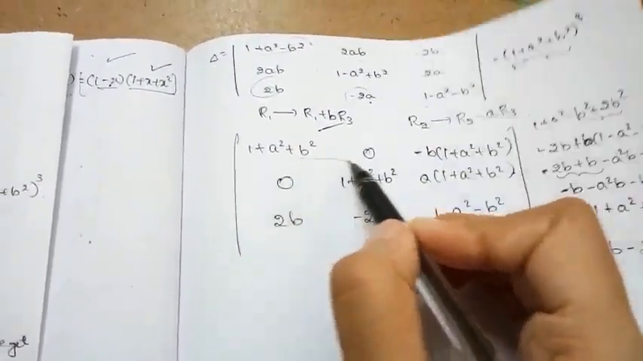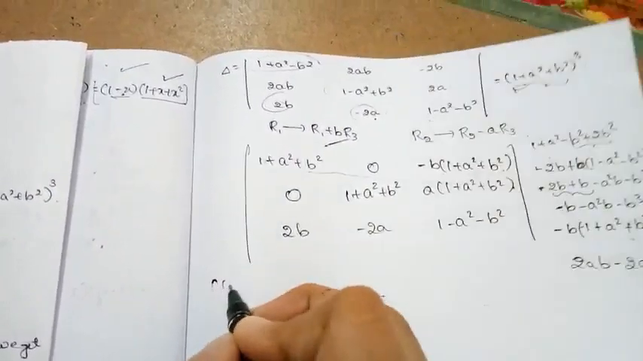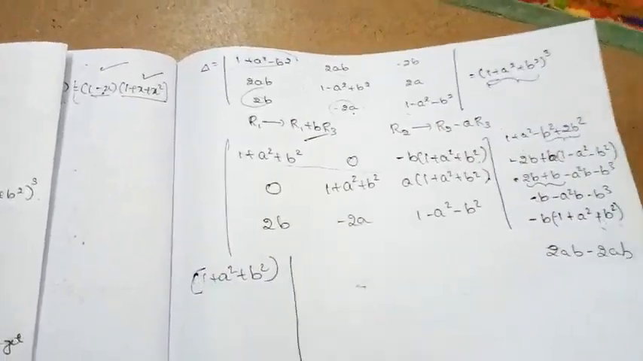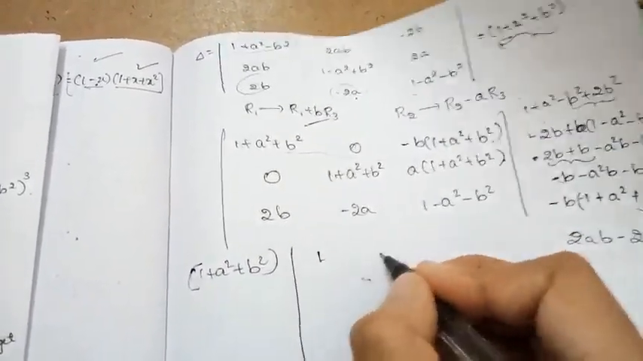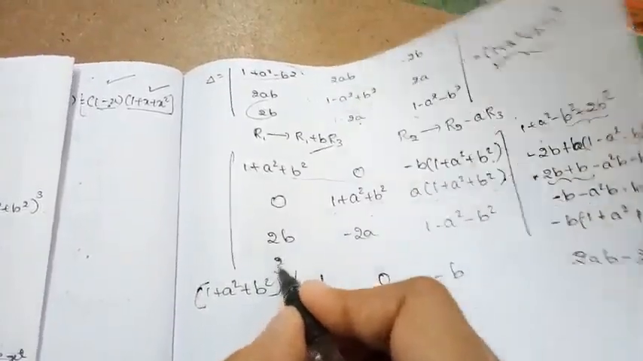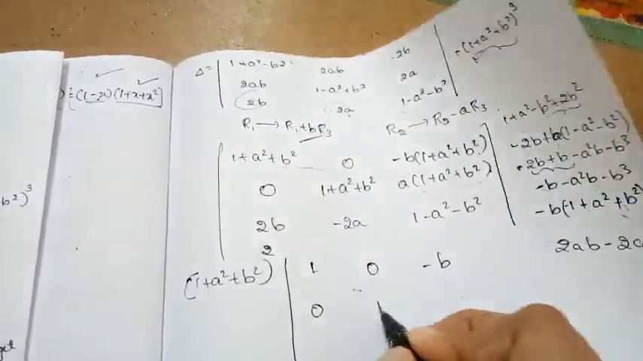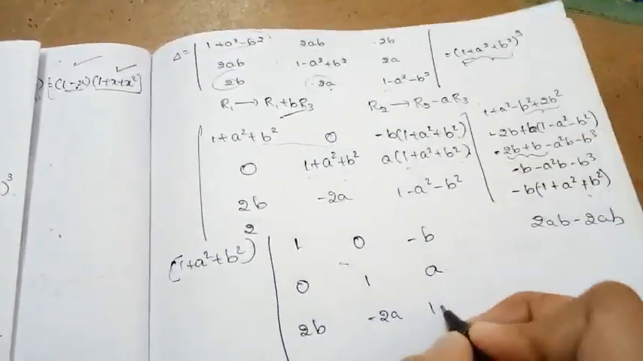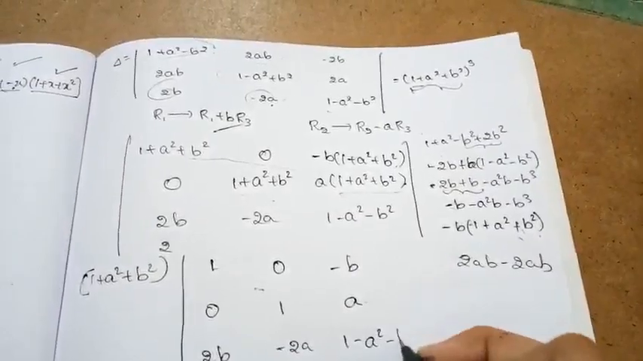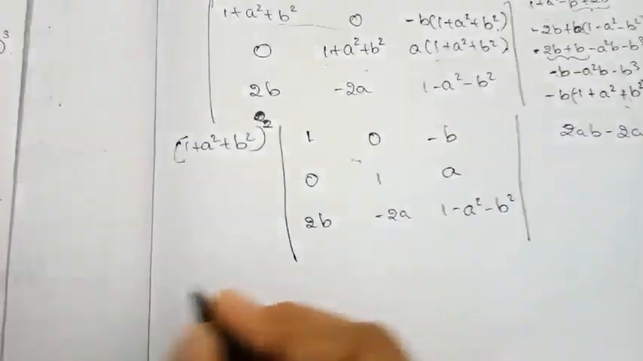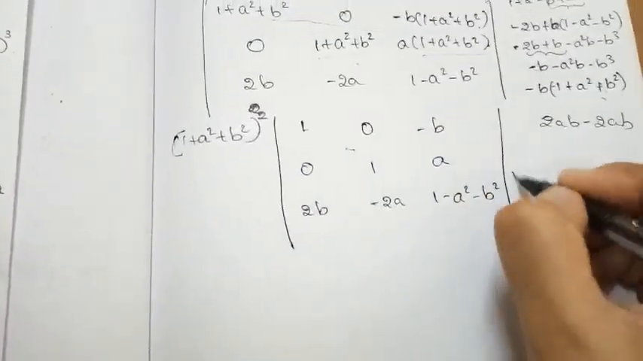Now observe here, from the first row I can take 1 plus a square plus b square common. Okay, after taking that one common, what happens here? 1 0 minus b. Look into the second row. Here also I can take 1 plus a square plus b square common. It becomes square. What and all remaining? 0 1 a. The third row as it is 2b minus 2a, 1 minus a square minus b square. Okay, square. Now I am expanding this one along the row 1.